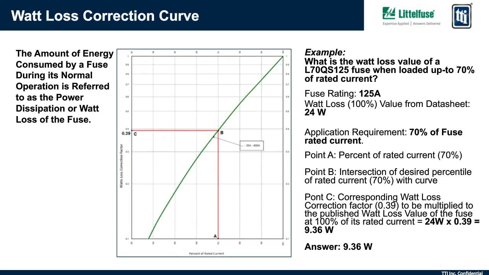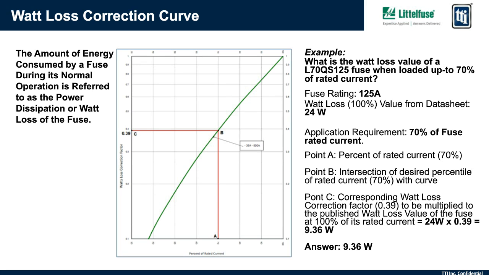So the final performance characteristic curve I want to touch on is the Watts loss correction curve. Again, this is back to being a correction curve, so it'll be a factor that is based off some published value. At a high level, a fuse acts as a passive resistor under normal operation. It conducts current and generates heat. This heat generation consumes energy in the system. The amount of energy consumed by a fuse during its normal operation is referred to as power dissipation or Watts loss.